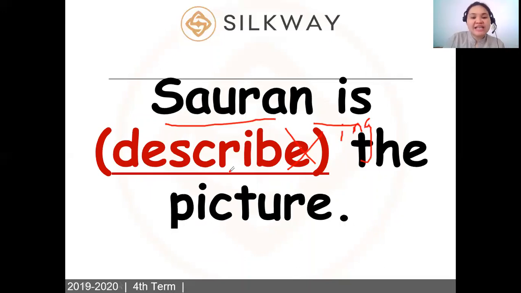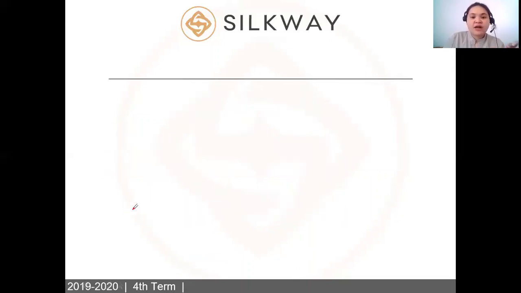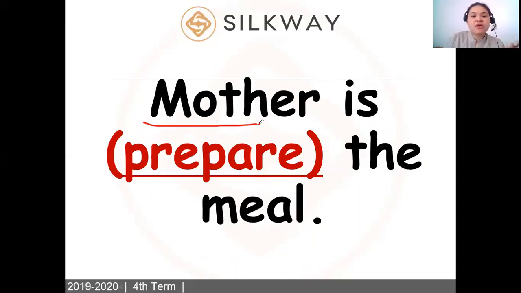So Sauran is describing the picture. Okay, good. Now let's move on. What about this? Mother is... Yeah, you're correct. All you need to do is to change the vowel letter E and change it to I and put ng. So you say, mother is preparing the meal.